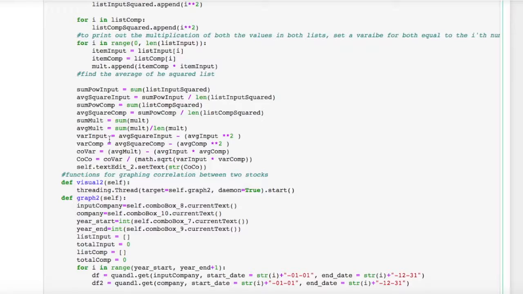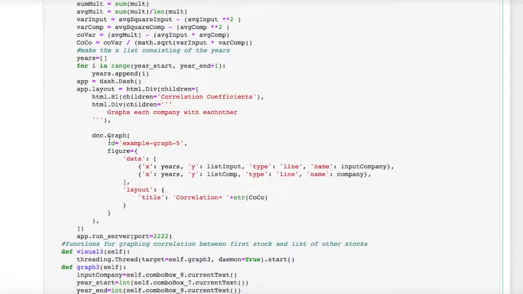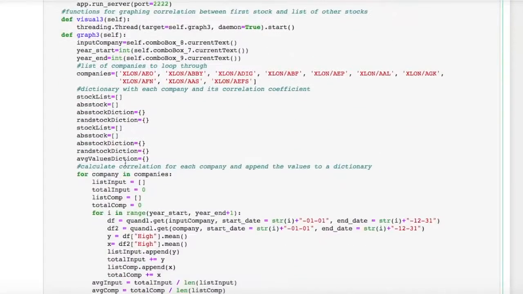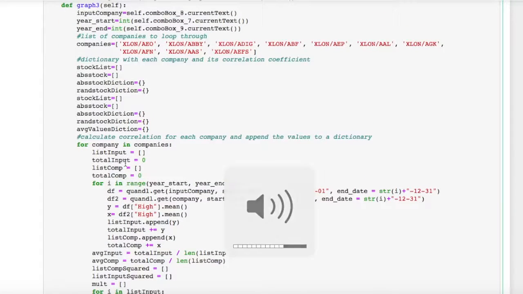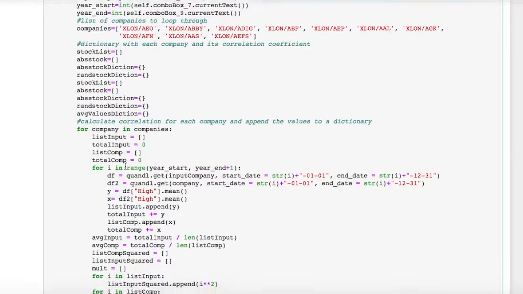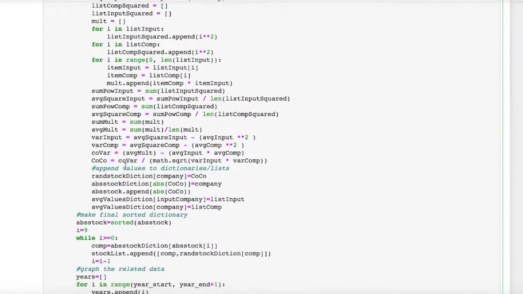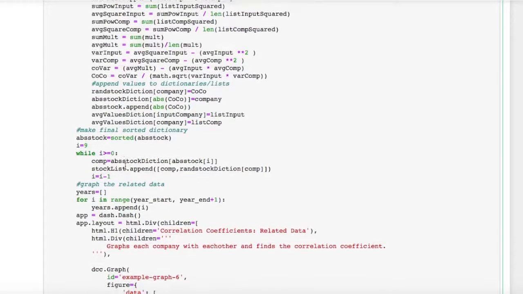And here in the second part, it graphs the data. It graphs the two stocks with each other, and also gives an output of the correlation as well. So as you can see, that's the same code to graph the data with each other. And the third part is the graph related data section, where it takes the first stock that the user inputted and calculates the correlation of it with this list of other London stocks. And here, as you can see, it calculates the correlation of all of that.